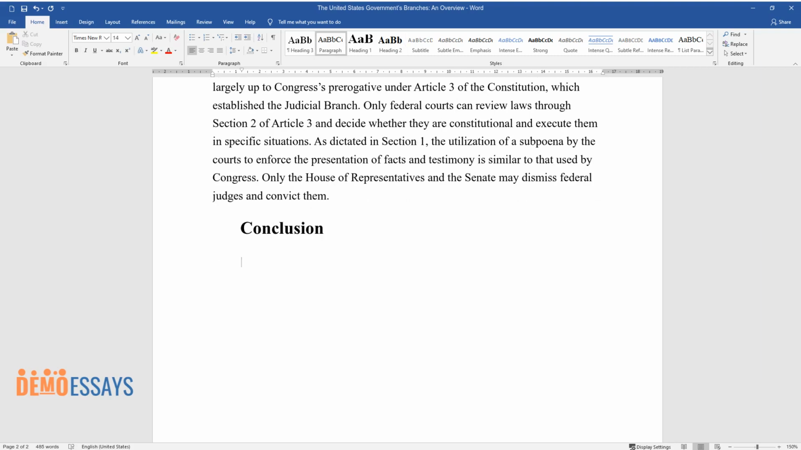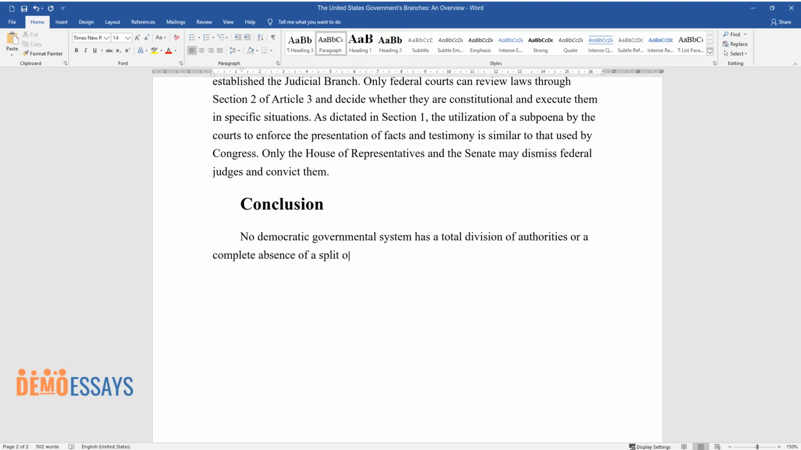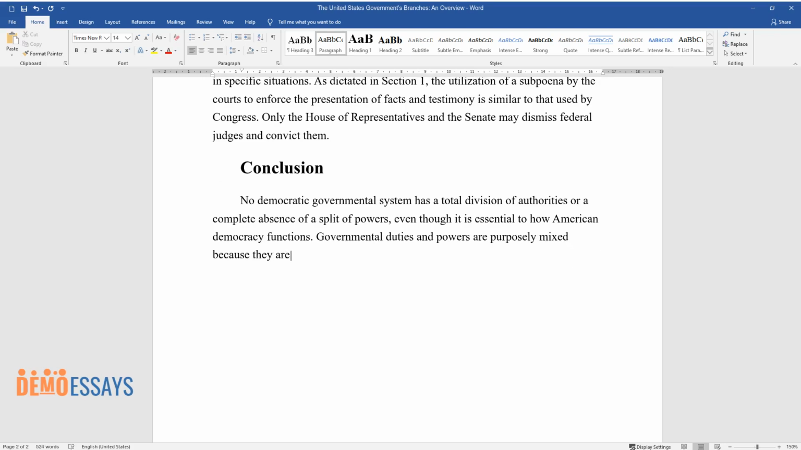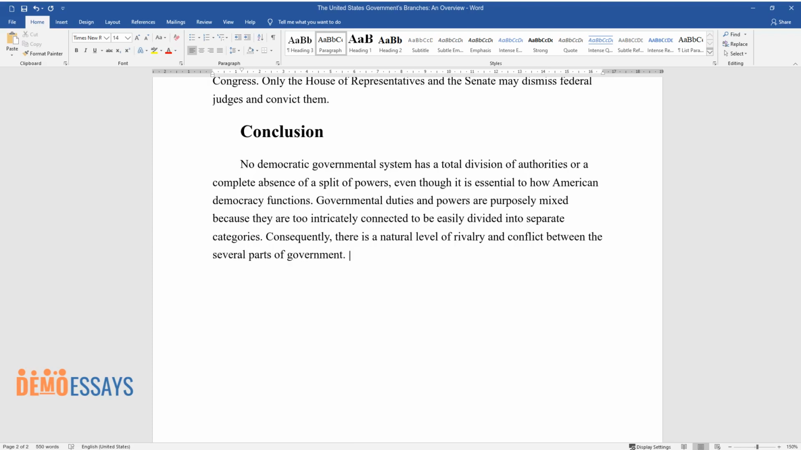Conclusion. No democratic governmental system has a total division of authorities or a complete absence of a split of powers, even though it is essential to how American democracy functions. Governmental duties and powers are purposely mixed because they are too intricately connected to be easily divided into separate categories. Consequently, there is a natural level of rivalry and conflict between the several parts of government.